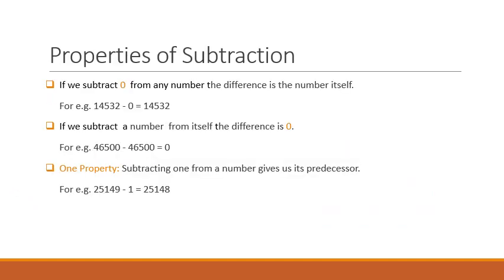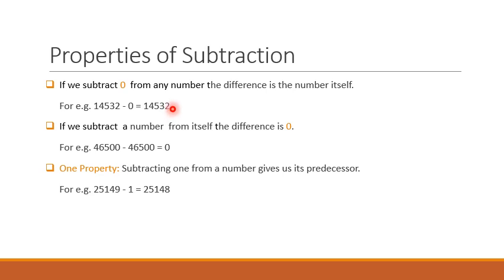Now let's see various properties of subtraction. The first property says if we subtract 0 from any number, the difference is the number itself. So if I subtract 0 from this number, like here in this example, 14,532 minus 0 will give me the same number, that is 14,532. So in this way, if we subtract 0 from any number, the answer is going to be the number itself.